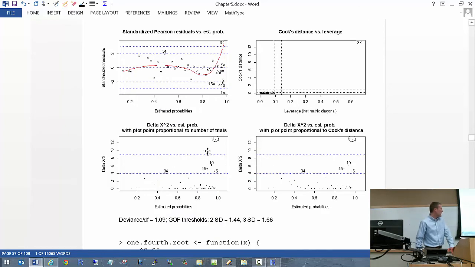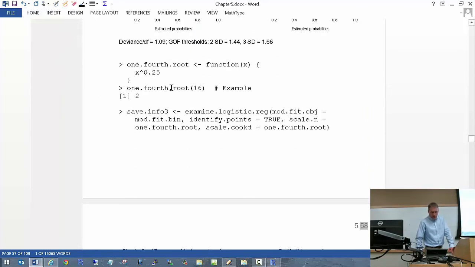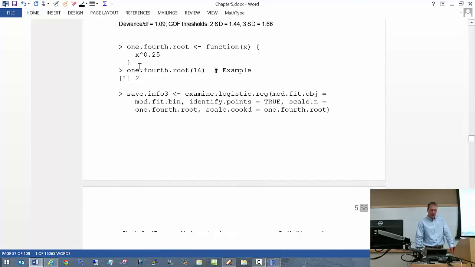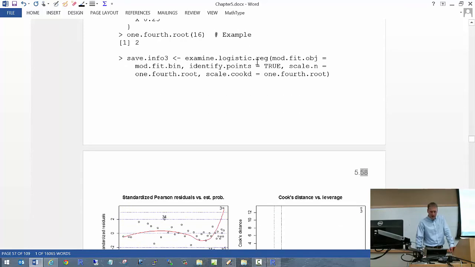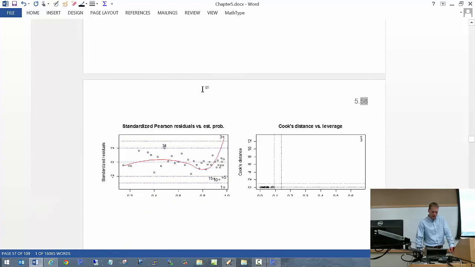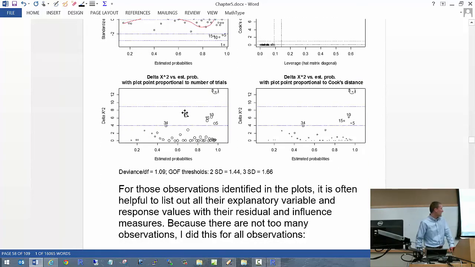You can see it helps a little bit, but maybe I could do a little bit better too. I played around with it for a while, and I came across the 1/4 root as working well. So take n to the 1/4 power, for example. Since there isn't a built-in function for that in R, I had to write my own function. And once I write the function, I say 1.4th.root. And now this helps out a little bit.